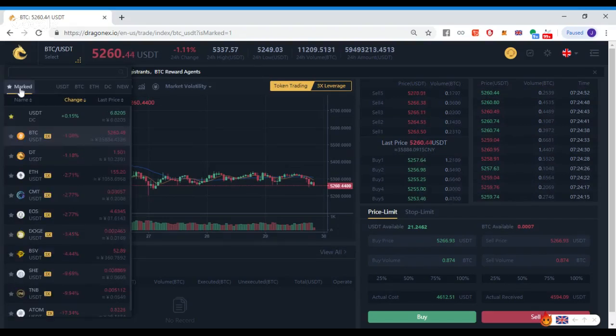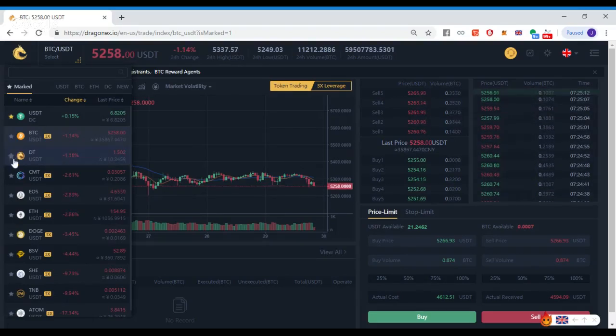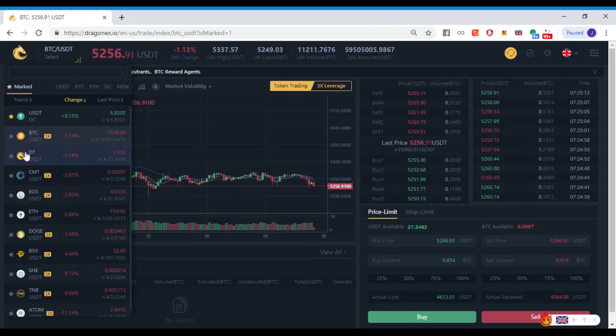First and foremost, if we come over here and look at our marked, which means our starred currencies, I have starred each and every single leverage trading pair that is available, as well as Dragon token, which is the dividend sharing token. For anyone that's interested, for holding the Dragon token on the exchange market, you are awarded an amount of dividends daily. I'll do a separate video covering DT, what it is, what its function is, and how you obtain the dividends it gives you for holding it. But first, let's run through the different trading pairs from top to bottom.